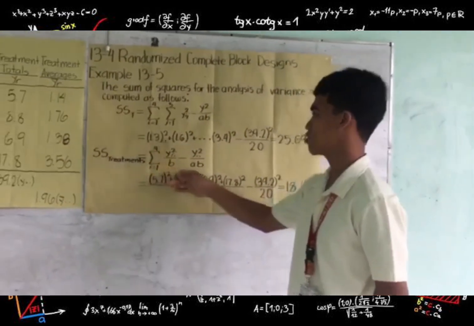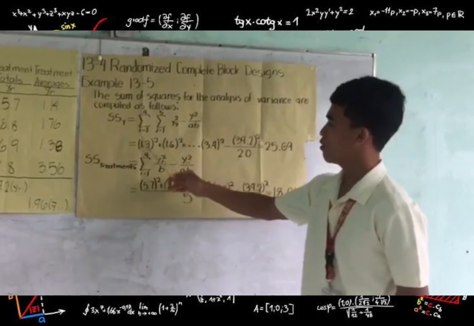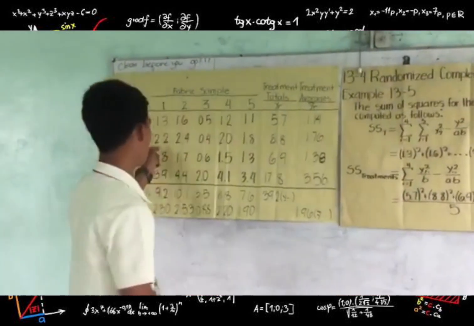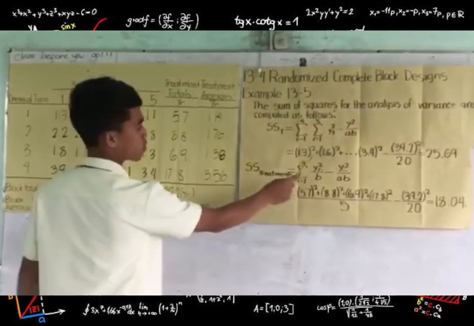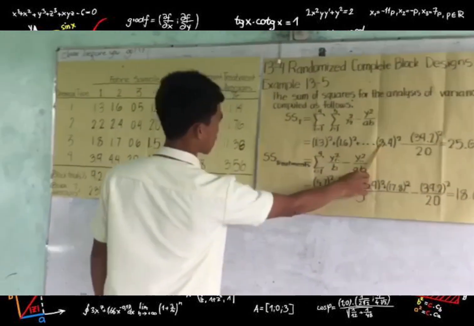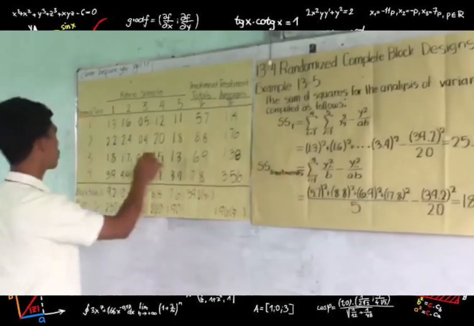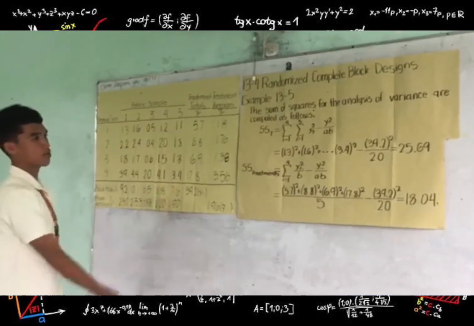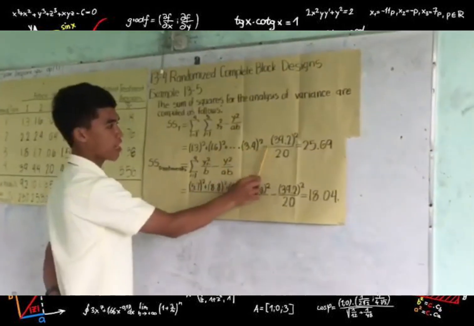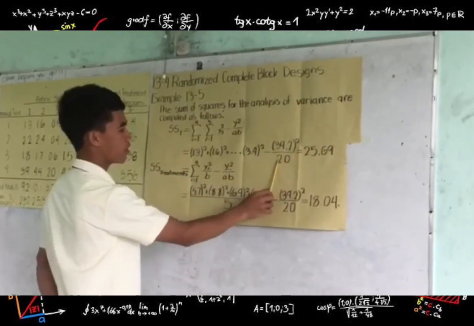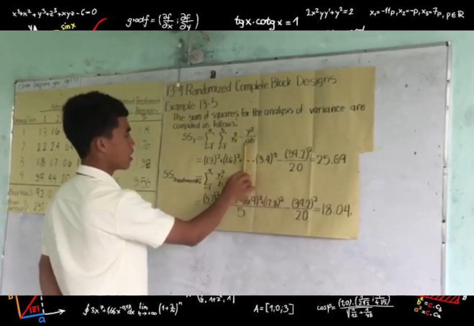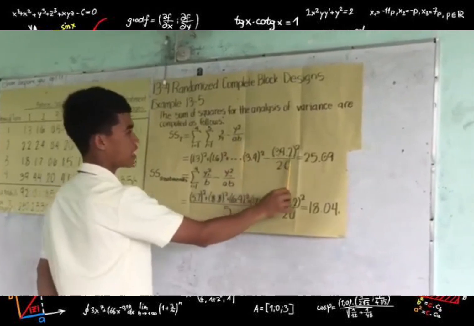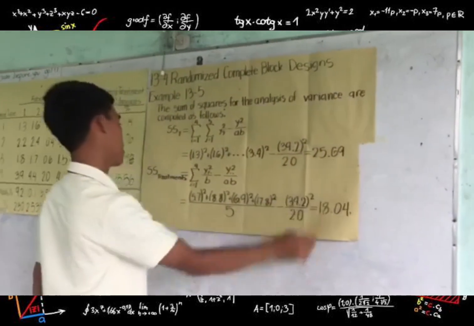Then substitute: 1.3 squared, then 1.6 squared, up to 3.4 squared. Then minus 39.2 squared over 20, which is the ab, and the total is 25.69.